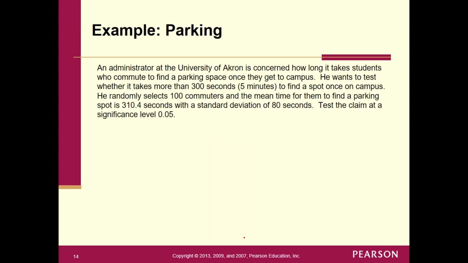the next problem. So an administrator at the University of Akron is concerned how long it takes students who commute to find a parking space once they get to campus. He wants to test whether it takes more than 300 seconds, meaning 5 minutes, to find a spot once on campus. He randomly selects 100 commuters, and the mean time for them to find a parking spot is 310.4 seconds with a standard deviation of 80 seconds. Test the claim at a significance level of 0.05.